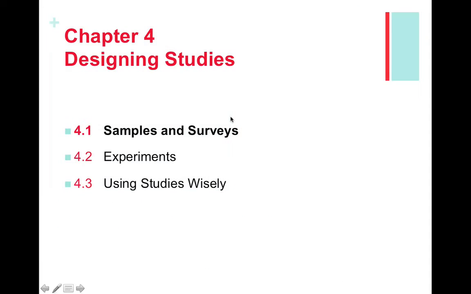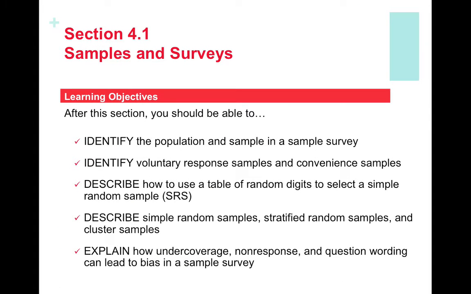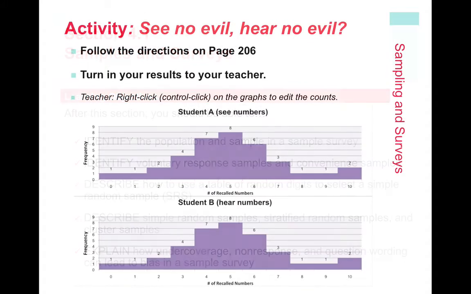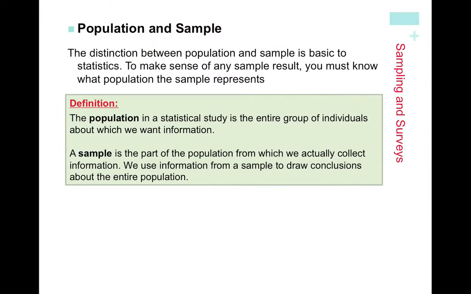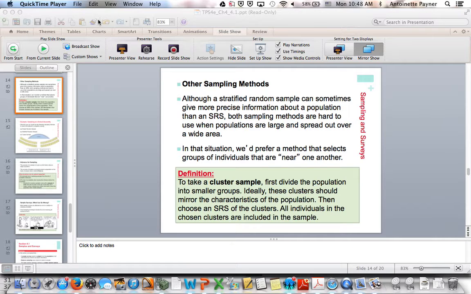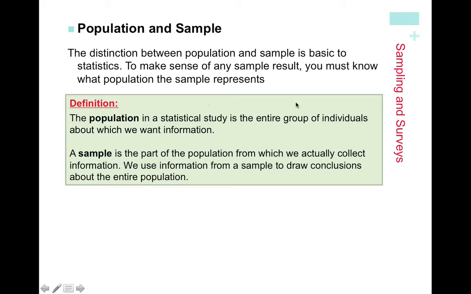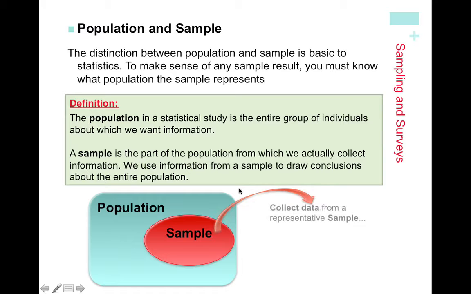Chapter 4. So we're going to first talk about samples and surveys. The first thing we talked about in this chapter is we distinguish between a population and a sample. A population is the entire group of individuals or objects or whatever about which you want the information. The sample is the part of the population which you actually collect the information from, okay? And going forward, we always use the sample to infer things about the population.